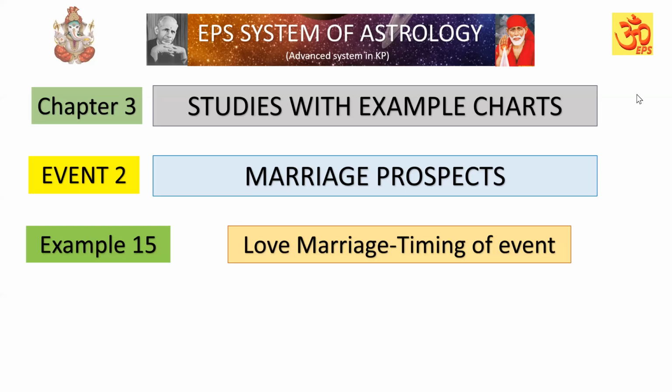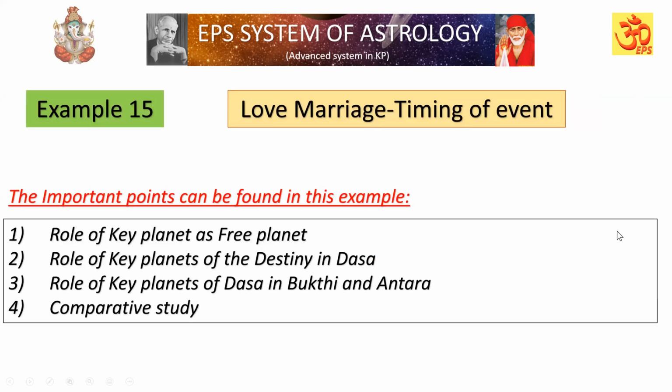Example number 15, love marriage, timing of event. The important points that can be found in this example are the role of a key planet as a free planet. You can see the important key planet will be a free planet, but that free planet will be represented by a node.